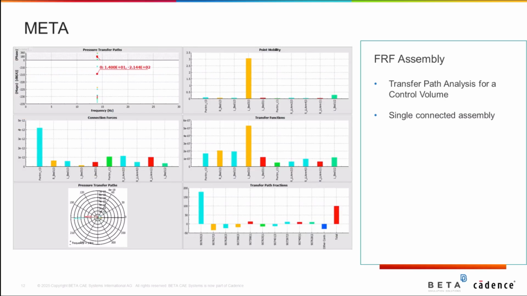This is the result of requesting TPA on the control volume. Pressure transfer paths, point mobility, connection forces, transfer functions, and transfer path fractions are calculated.